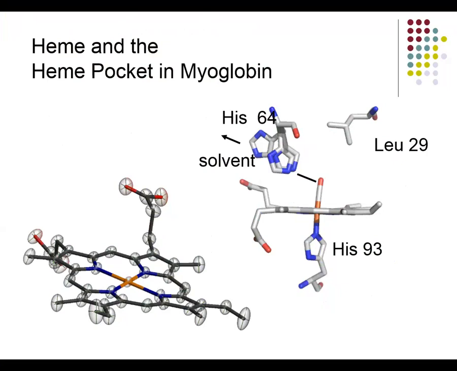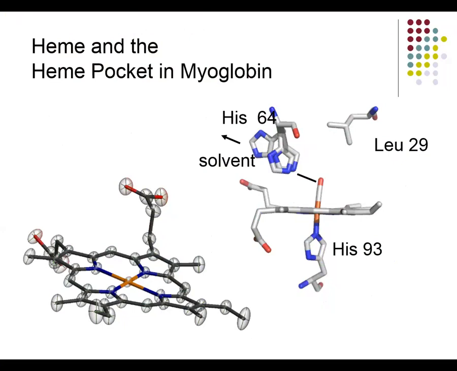Now, there are 4 pyrrole ring groups, each one with a nitrogen that is coordinated to the heme iron, and the 4 pyrrole groups are connected by methylene bridges to form this general ring-shaped structure. The heme group binds the proximal histidine, which you see in the figure to the right, which is histidine 93 in the numerical numbering, or histidine F8, which is the proximal histidine.